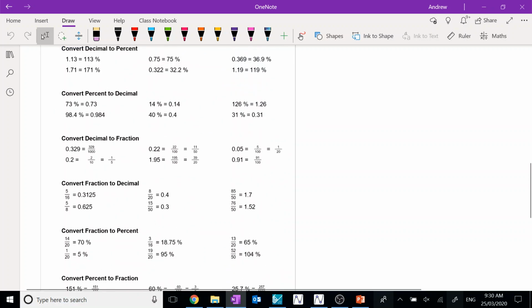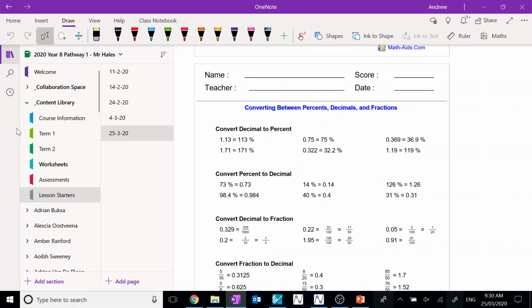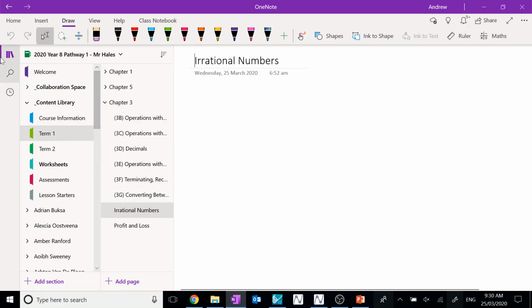Make sure we're getting the hang of all of them and have a look when you get around to them. Today we are moving on and we're going to irrational numbers.